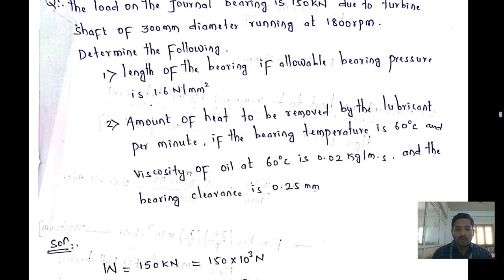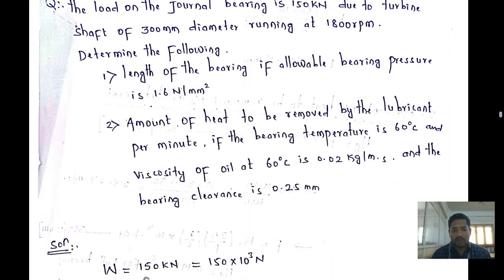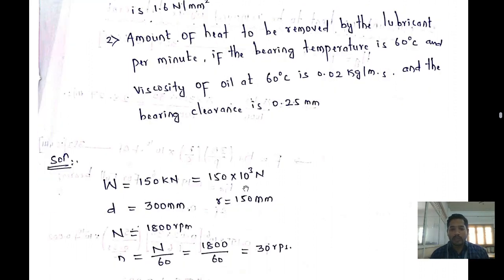First of all, we need to write down the given data. The load on the journal bearing is 150 kilonewton, and d is the diameter of the shaft or journal, which is 300 mm. If you want to find the radius, diameter by 2, 300 by 2, it becomes 150 mm. The radius is 150 mm.